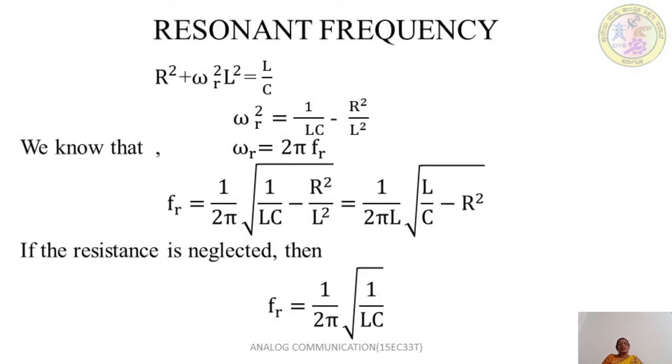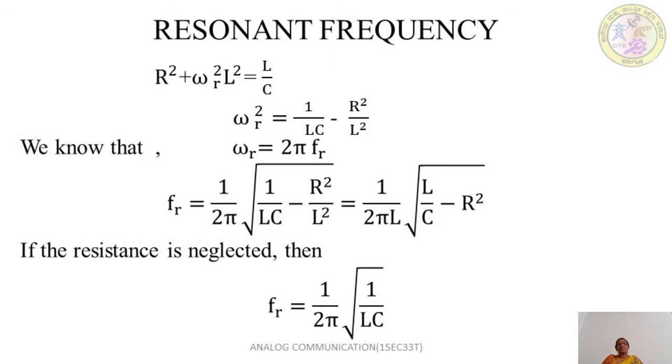Okay, R square plus omega r square L square is equal to L by C. Omega r square is equal to 1 by LC minus R square by L square. We know that omega r is equal to 2 pi Fr. If you simplify by substituting omega r, you will get Fr is equal to 1 by 2 pi under root 1 by LC minus R square by L square. This can be written like this also, 1 by 2 pi under root L by C minus R square.